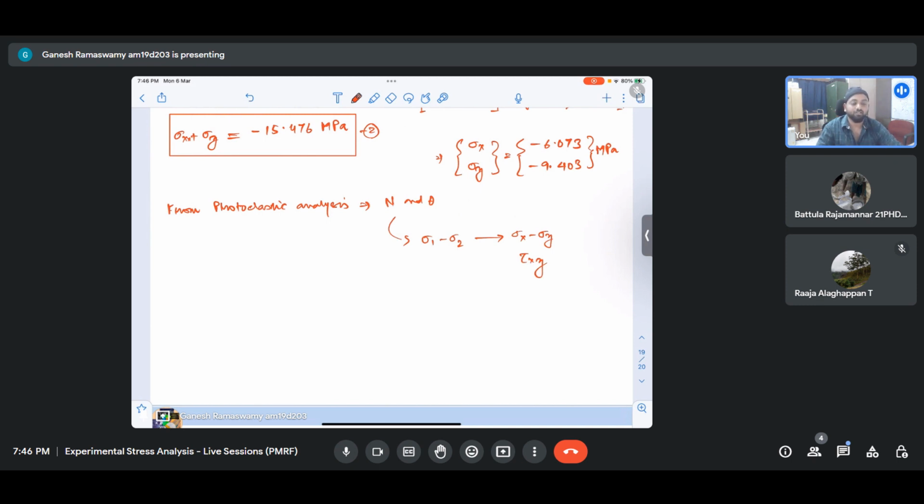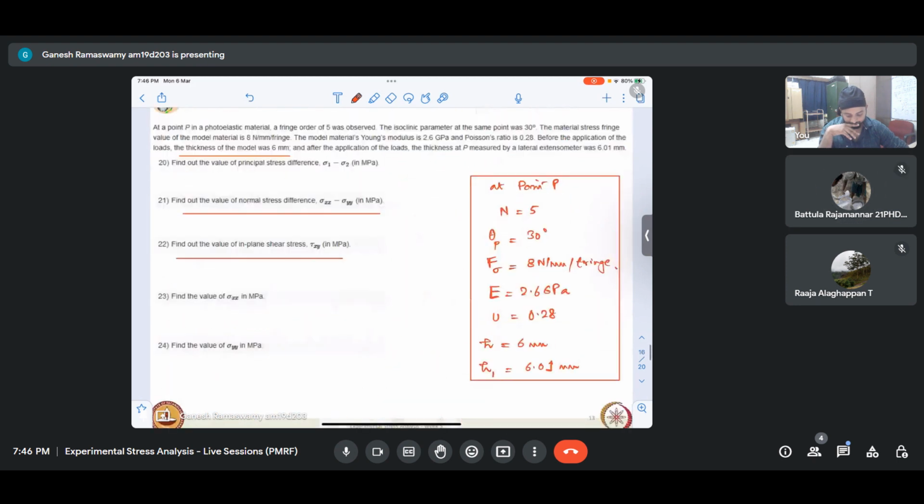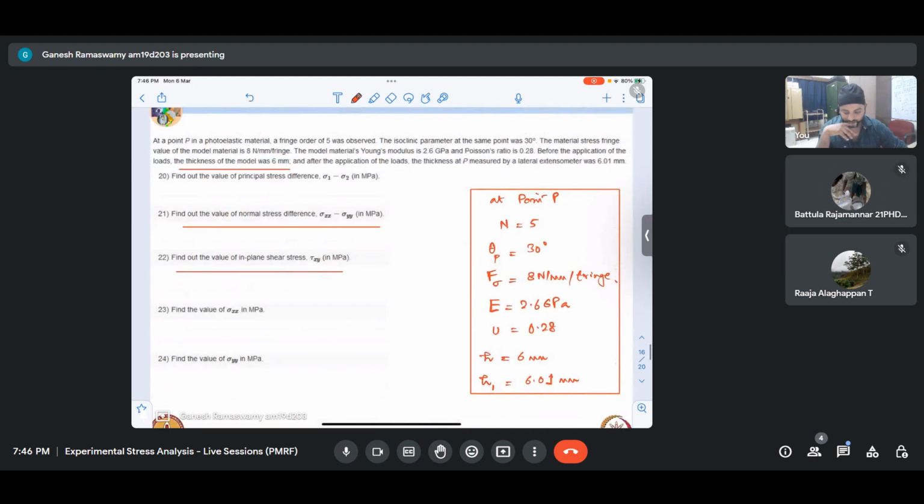we know that holography can provide isopachics, which are nothing but sigma 1 plus sigma 2. From photoelasticity, we have sigma 1 minus sigma 2, in which case we can separate out the principal stresses and operate only with principal stresses, which is much more efficient than our Cartesian components. So, sigma x, sigma y also we have been able to find out at that point.